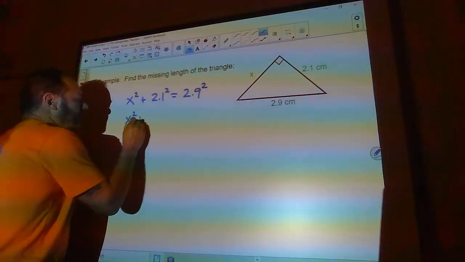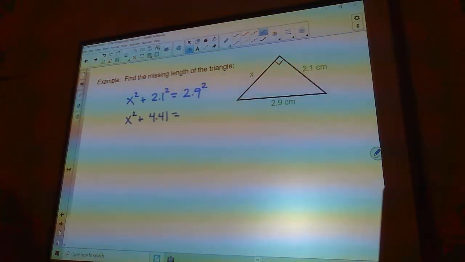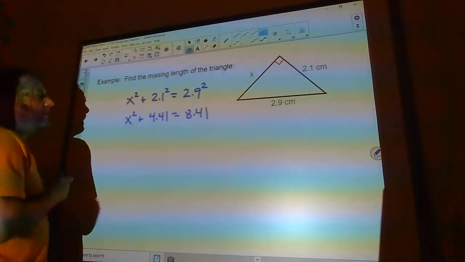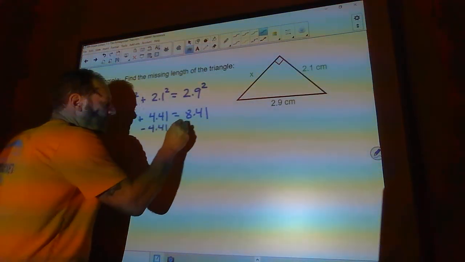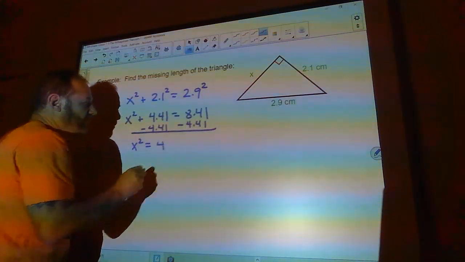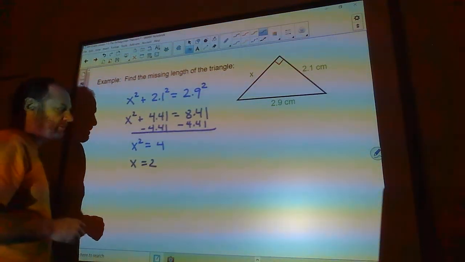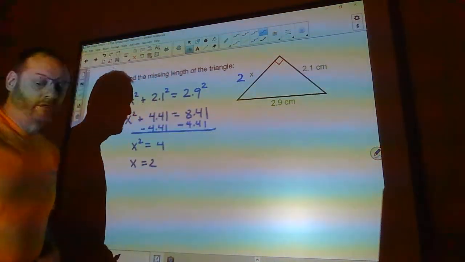We've got x squared. 2.1 squared is 4.41. 2.9 squared is going to be 8.41. Okay, so now we're going to solve for x. We're going to move this to the other side. We get x squared is going to equal 4. And that's easy because x is 2 when I square root that. So this side's got to be 2. Piece of cake.